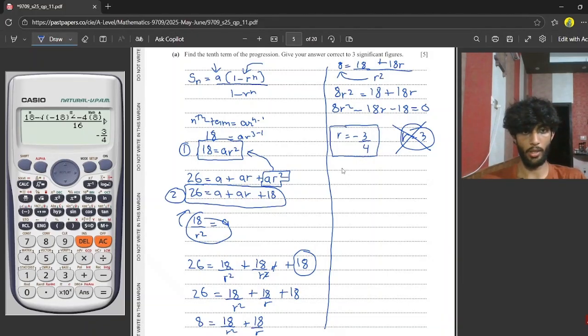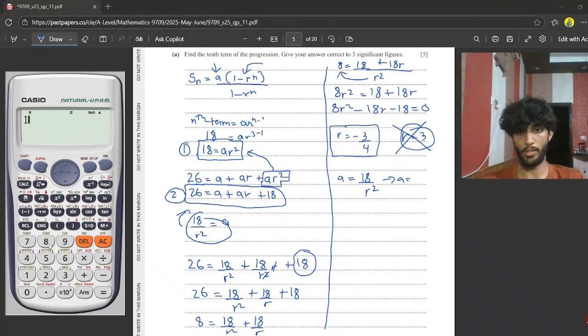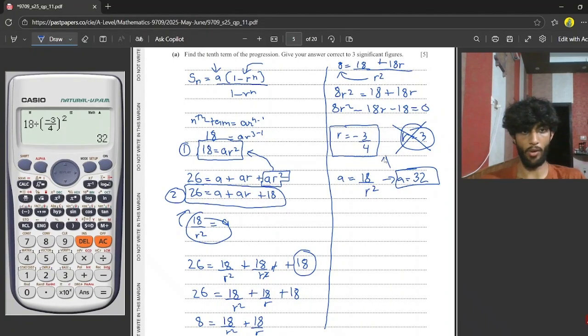So we can get the equation of a, which was 18 divided by r squared. So a is simply going to be 18 divided by negative 3 by 4 squared. So that is just 32. Now we have a, we have r. Now what we can do is find the 10th term, the term we were trying to find. So S10 is equal to 32 bracket 1 minus minus 3 by 4 raised to the power 10 over 1 minus minus 3 by 4 raised to the power 10.